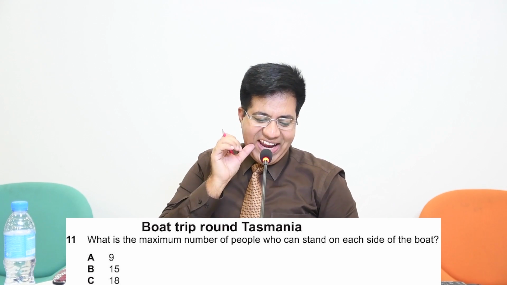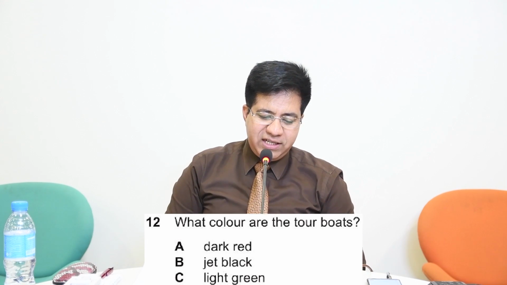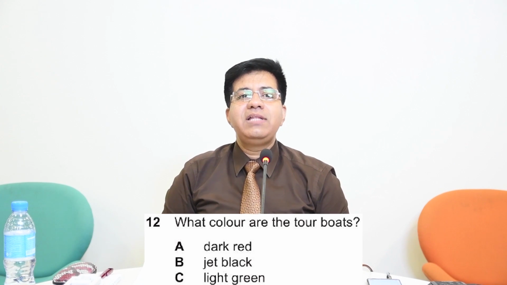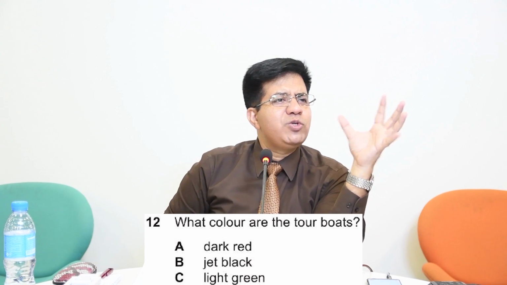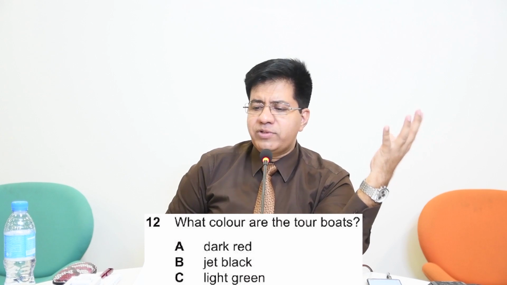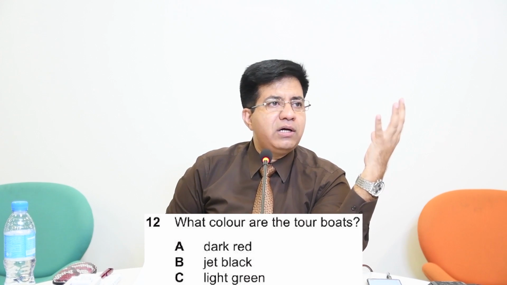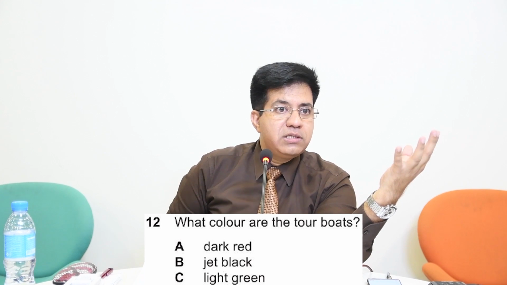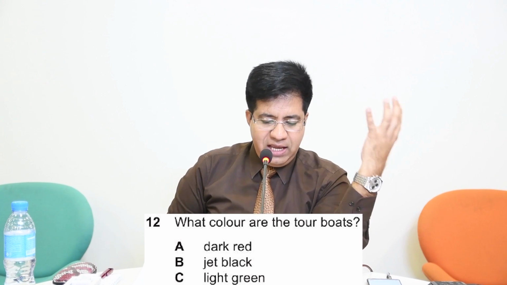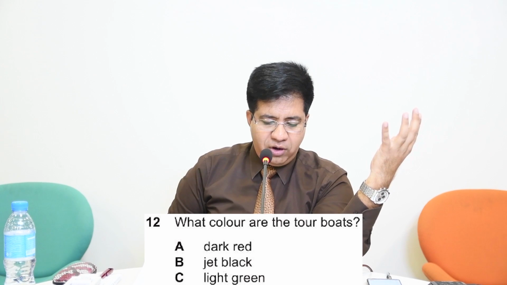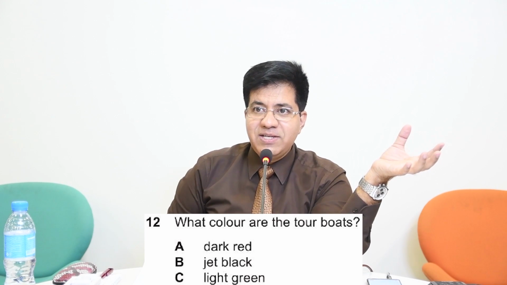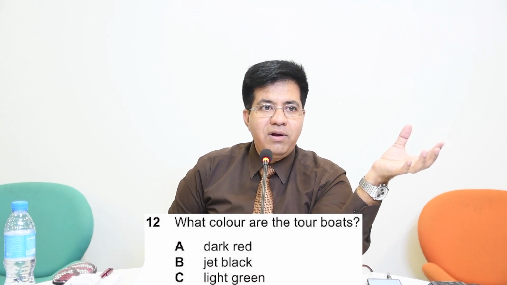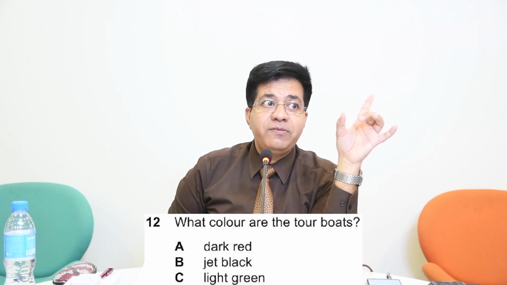Okay? Alright, question number 12. What color are the tour boats? Now listen, again they will confuse you. What color are the tour boats? And by the way, when we talk about the color of tour boats, that's the color we see from outside. Now if they say our tour boats have got brown seats, so is the color of tour boat brown? No, brown is the color of seats.